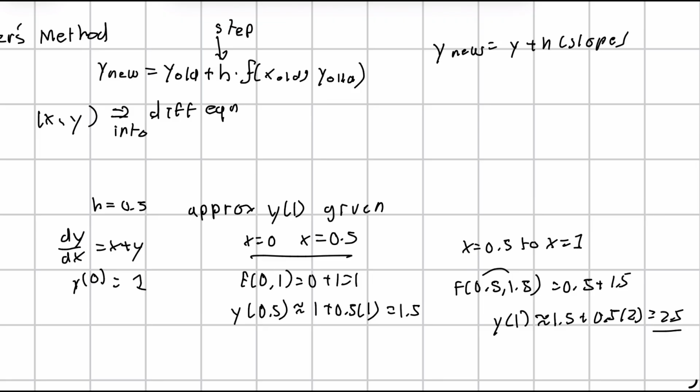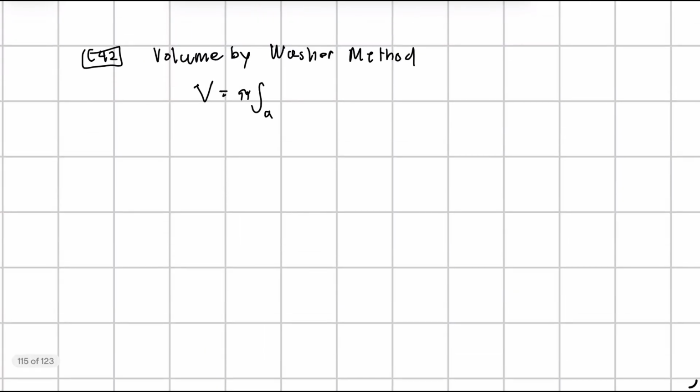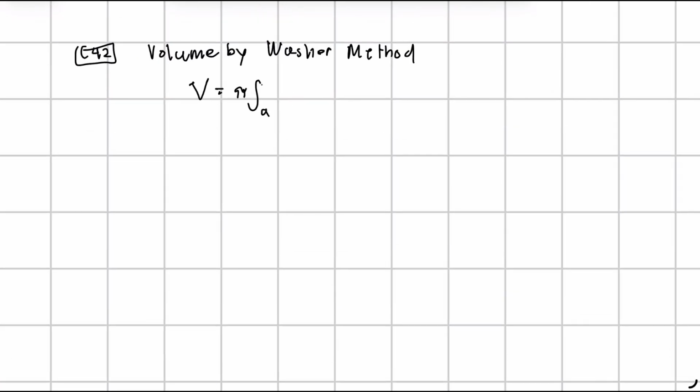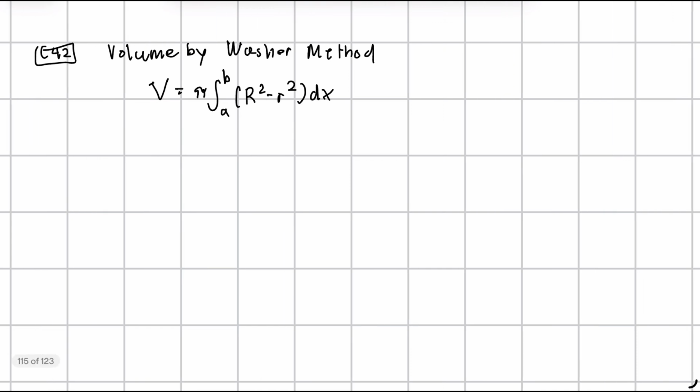Now let's do an example. Case 42, we have volume by the washer method, which is volume equal to pi times the integral from lower limit a to upper bound b of big R squared minus small r squared dx. Basically, we're going to use washers when rotating an area about an axis, and there's also going to be a hole. We are going to be rotating around this axis, and we're going to use these washers.